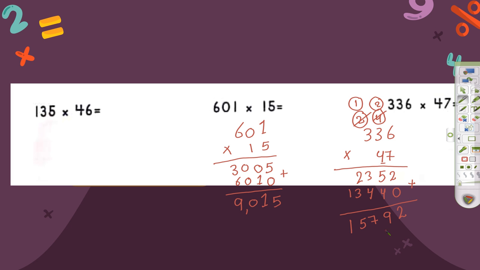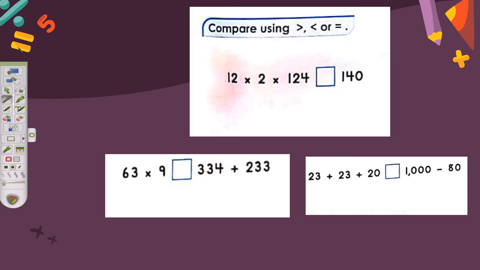Now, how to read these numbers? You count 1, 2, 3, then put a comma. 1, 2, 3, then put a comma. Now, we read it like this. 15,792. Okay? Great job. And the last one now.